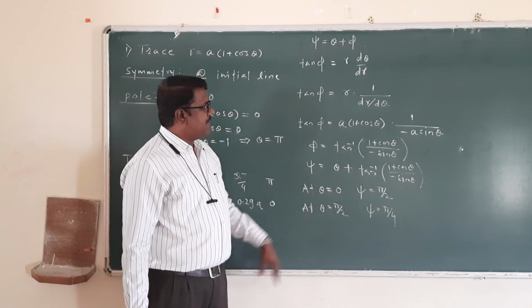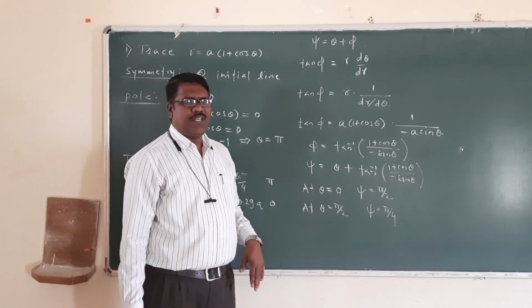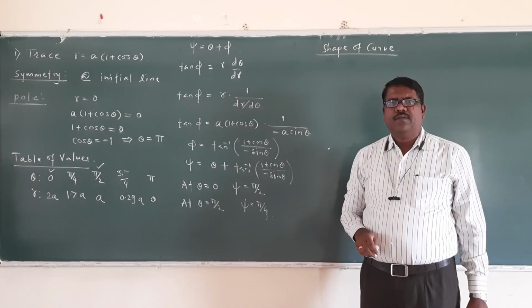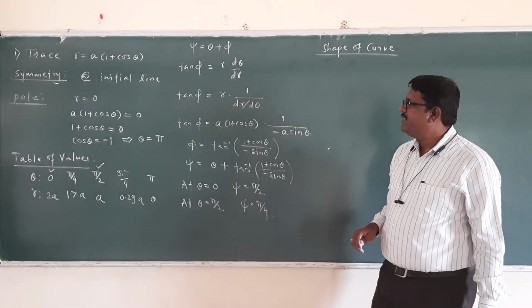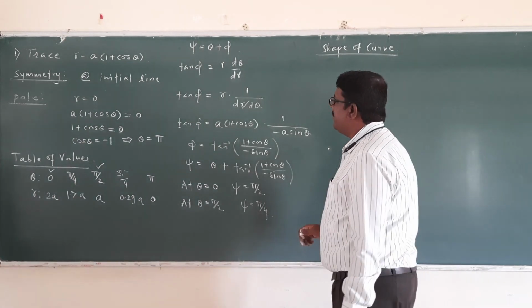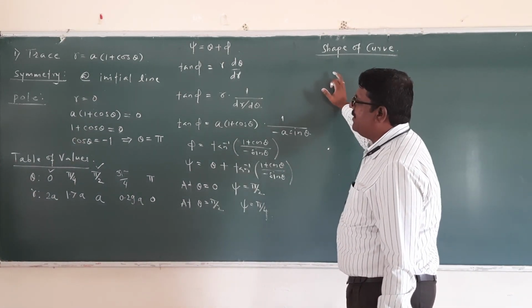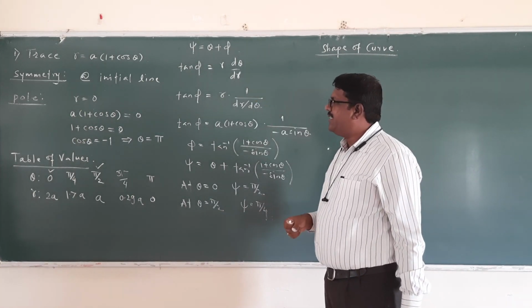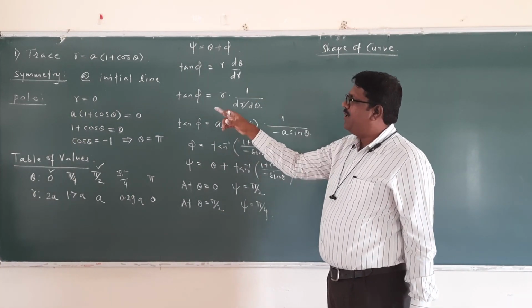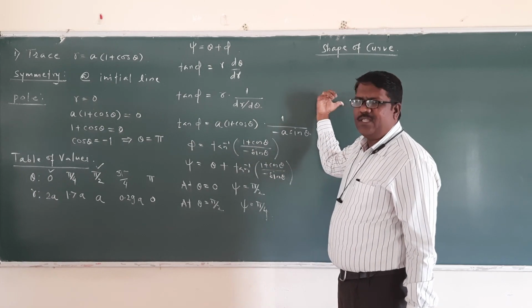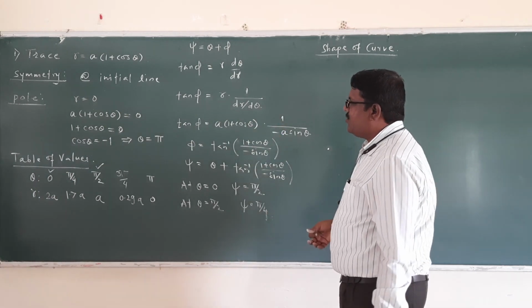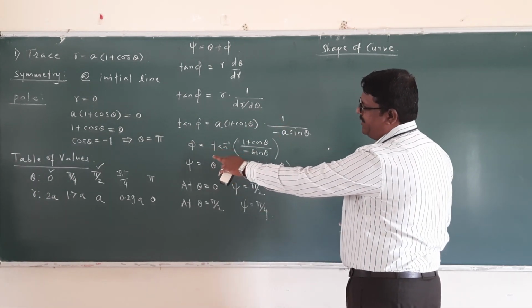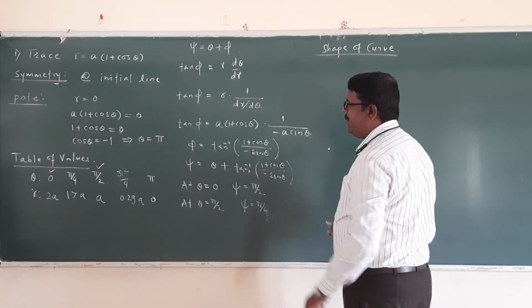Now after the tangent, directly we have to trace the curve. Now the last point is the shape of the curve. So while tracing the curve, the symmetry we will consider at the last. While plotting the points, we will consider it. So now we will plot the points which are given in the table.